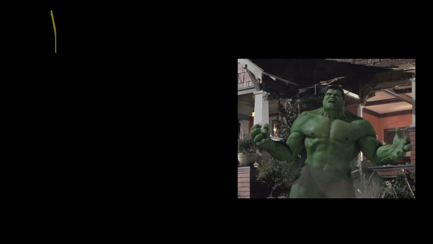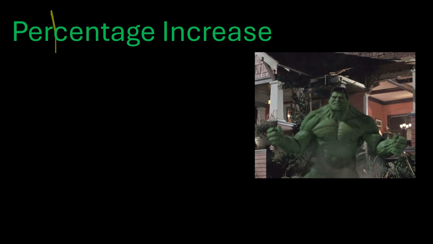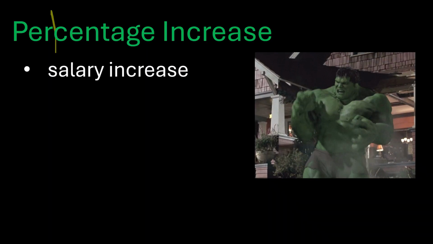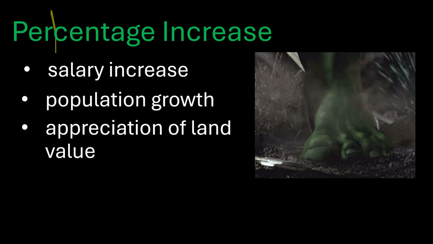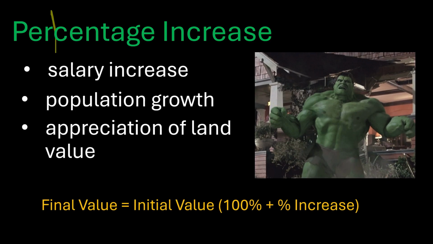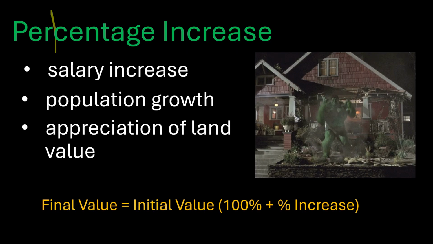Instead of decreasing, what if a value becomes larger? This is called percentage increase. Percentage increase happens when a value grows or becomes greater than its original amount. Examples include salary increases, population growth, and appreciation of land value. To solve percentage increase problems, we use the formula final value equals initial value times (100% plus percentage increase).